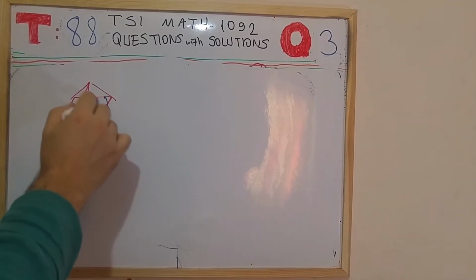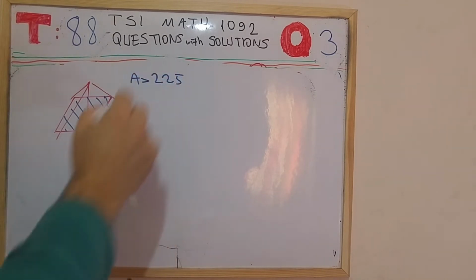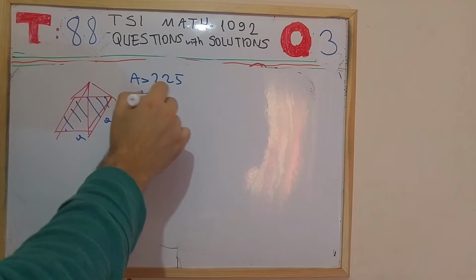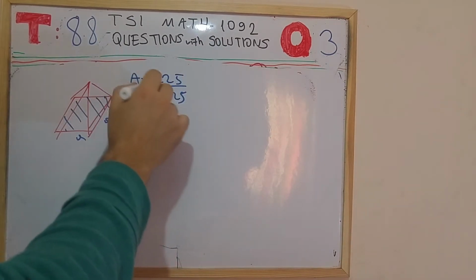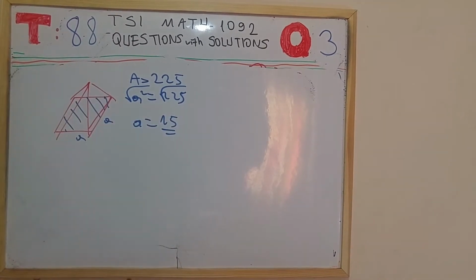The base area here is given as 225. If one side is equal to a, then a squared is equal to 225. So what I need is a, that is equal to the square root of 225, which is equal to 15.